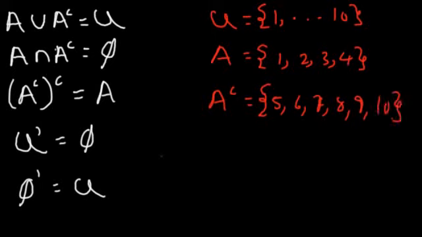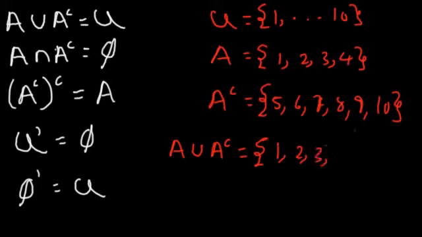Okay, now what will be the value of A union A complement? A union A complement will consist of elements that are either in set A or in set A complement. So we are combining them together: 1, 2, 3. We observe that as we keep going, we are still going to reach 10. And the elements we have here are the elements we have in the universal set. So therefore, the law is true in the first case.